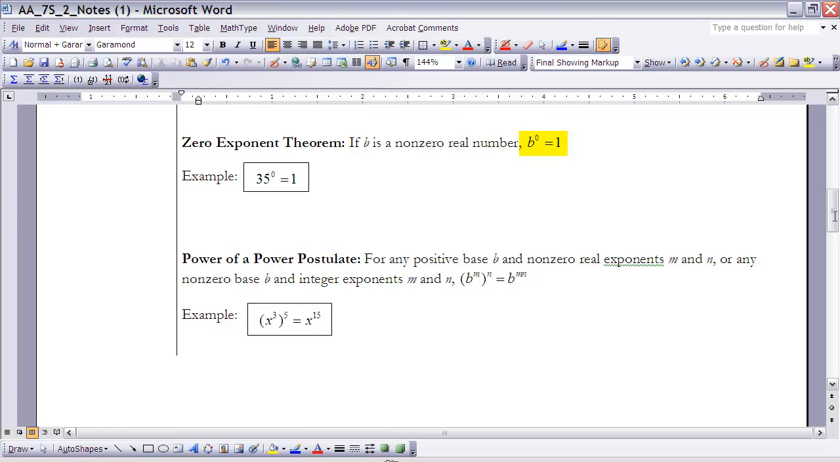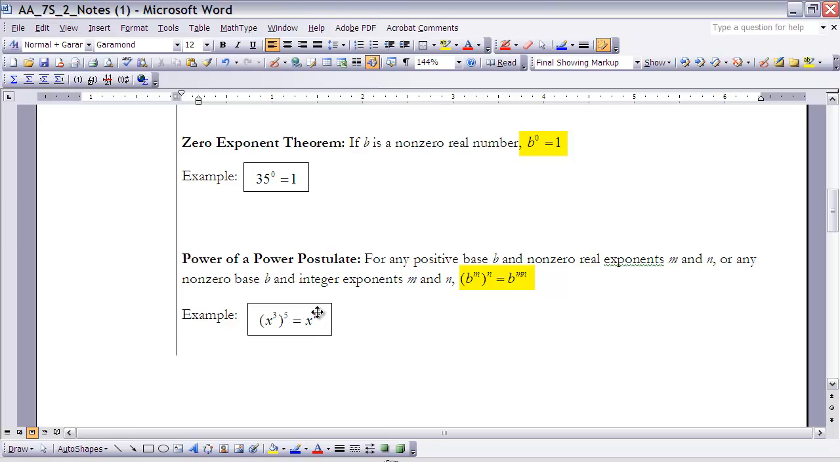And then the last one that we have there is the power of a power postulate. And that is, if I take a non-zero real, positive base b and non-zero real exponents m and n, b raised to the m, and then that quantity raised to the n is the same as taking those exponents m and n and multiplying them together. So x to the 3rd raised to the 5th is x to the 15th.